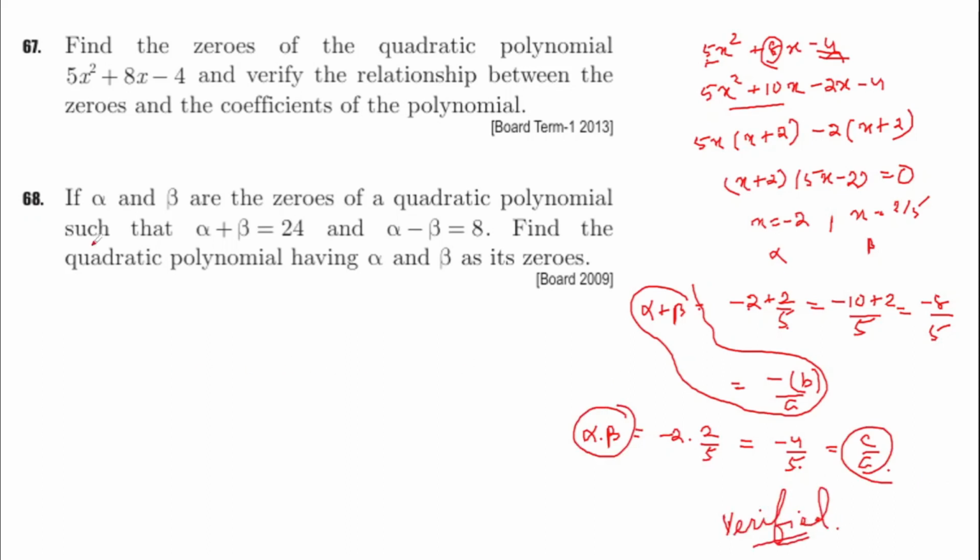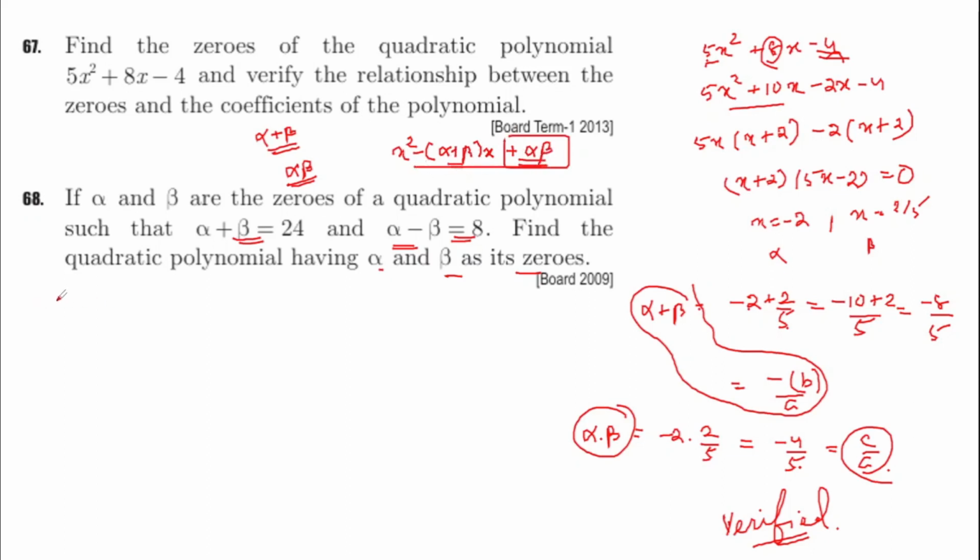Okay, now we have the last question: if alpha and beta are the zeros of a quadratic polynomial such that alpha plus beta is 24 and alpha minus beta is 8, find the quadratic polynomial having alpha and beta as its zeros. So till now we have alpha plus beta and alpha into beta, and by using these two terms we can form the quadratic polynomial in this manner. But in this question, alpha into beta is missing. We only have alpha plus beta. So at first, our job is to find alpha into beta. Then using it, we can form the new polynomial.